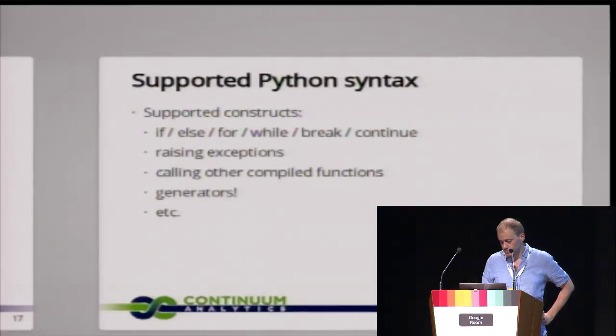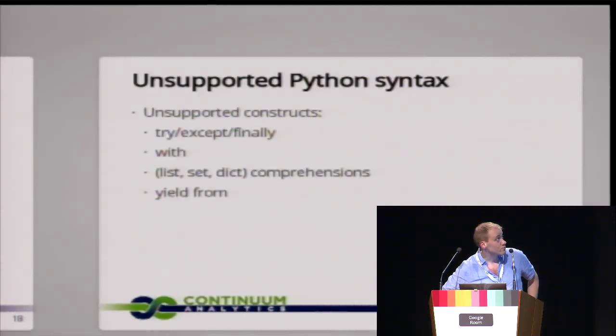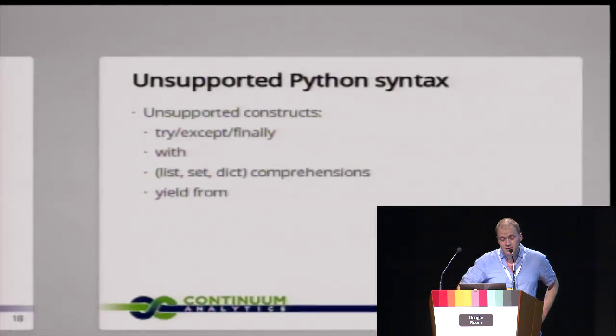So what don't we support? We don't support, well, all the rest. We don't support exception catching code. We don't support context managers. We don't support comprehensions. And actually, we don't support lists and sets and dicts yet, although it will certainly come. And we don't support yield from.